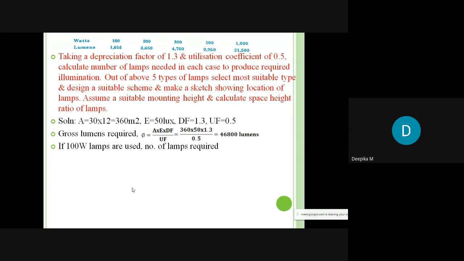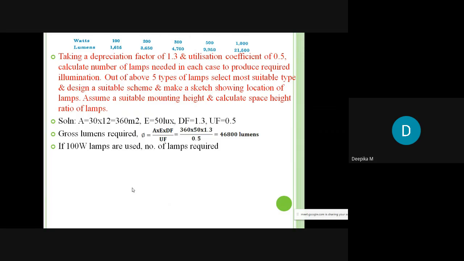If 100-watt lamps are used, then how many lamps are actually required? How do you calculate the number of lamps? Because you have the actual lumens. The lumens required is nothing but 46,800 lumens. So this is the total lumens which is actually needed. You can use any type of lamp and you have to get the 46,800 lumens. The number of lamps depends on the wattage, so whatever lamp you use, you have to produce this 46,800 lumens.